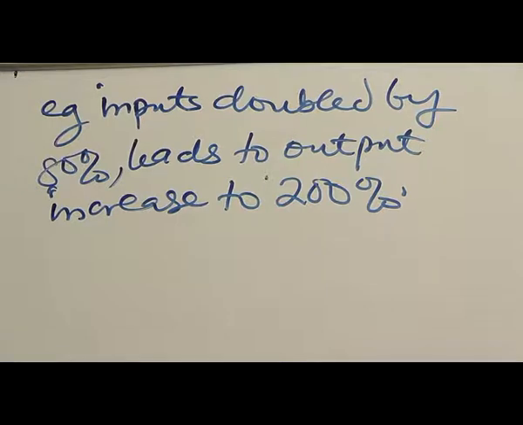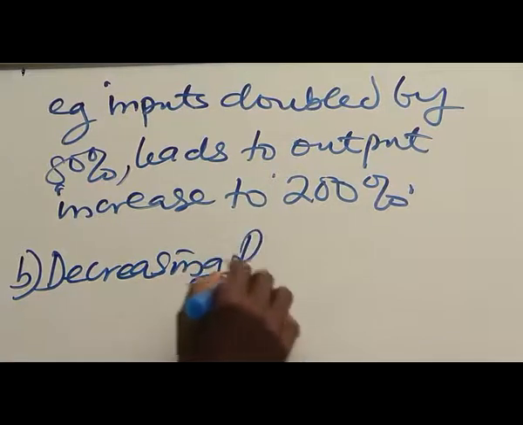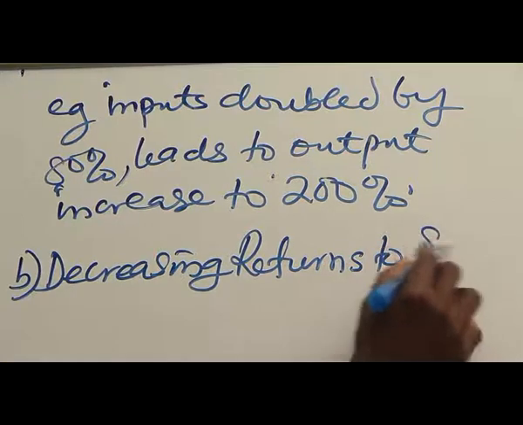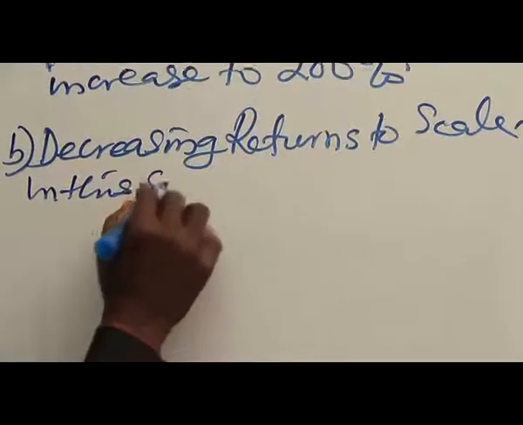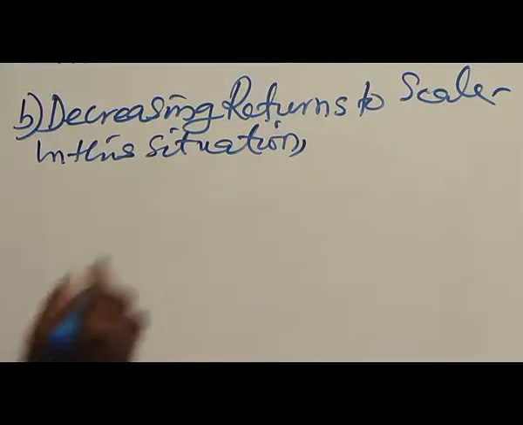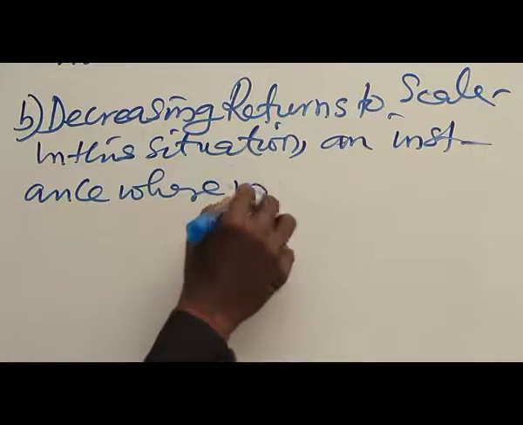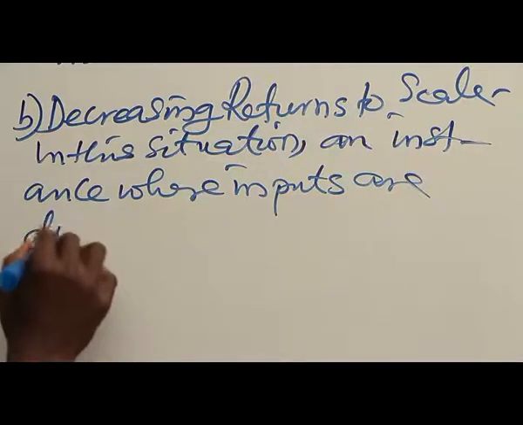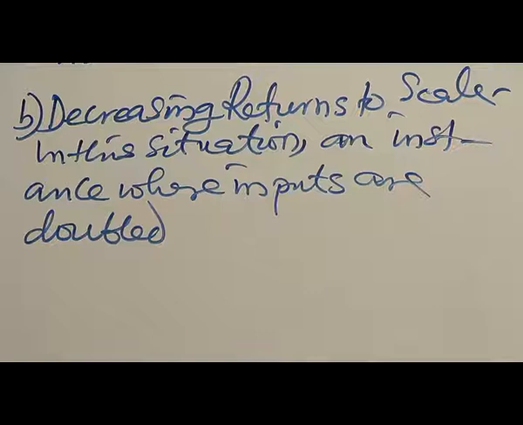B, decreasing returns to scale. In this situation, an instance where inputs are doubled, output will increase by half the original output level.